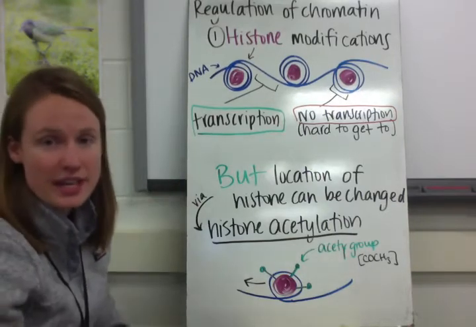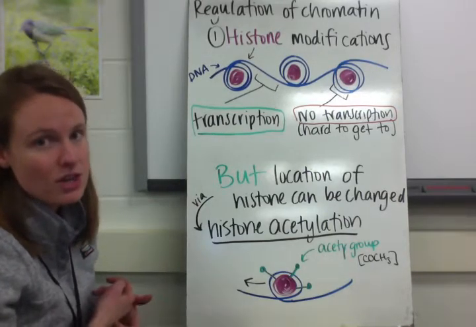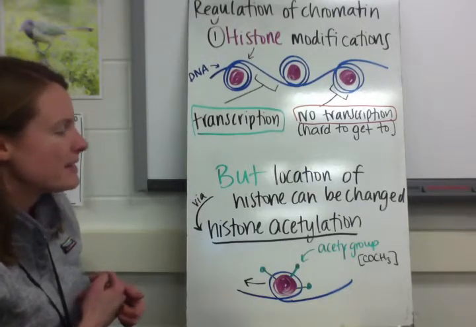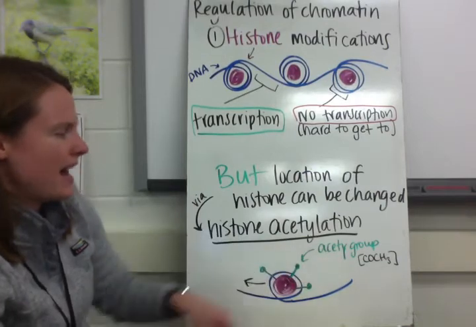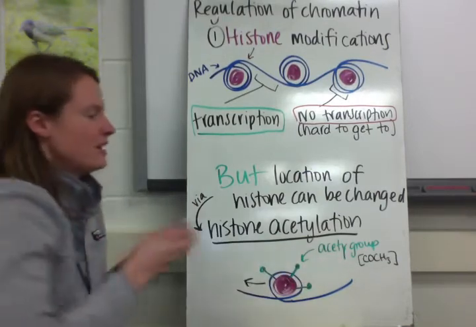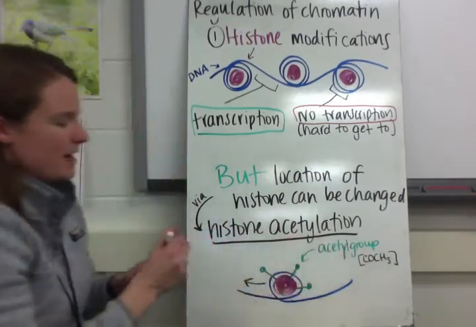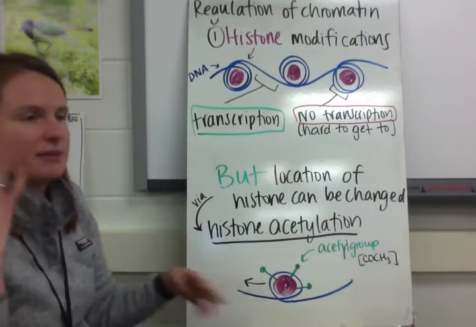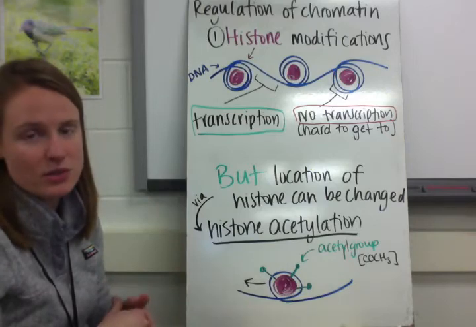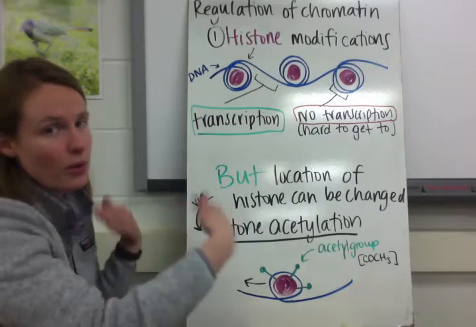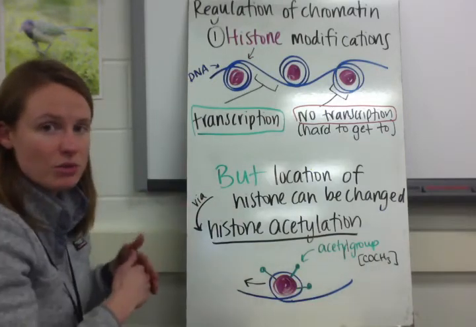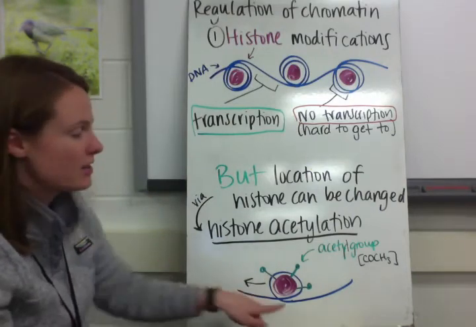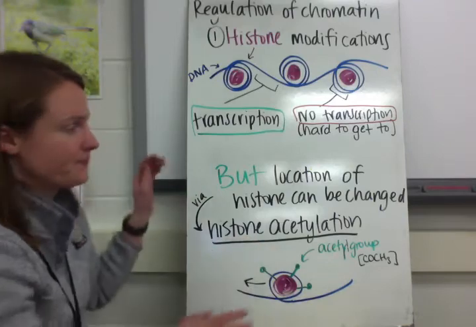But the location of histones can be changed through something called histone acetylation. So what that means is an acetyl group can be added to histones, and when those are added, it ends up changing how the histone is associated with the DNA. So it could uncoil the DNA, the histone could move, but it ends up exposing DNA that was not exposed before so that it can now be transcribed.